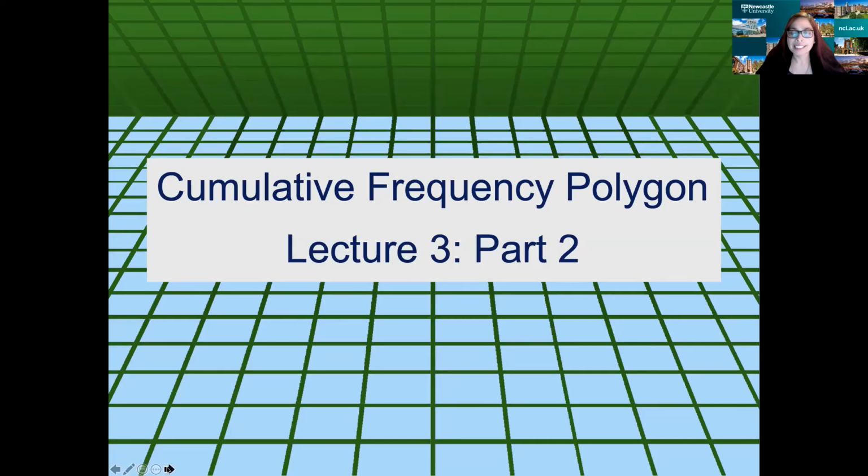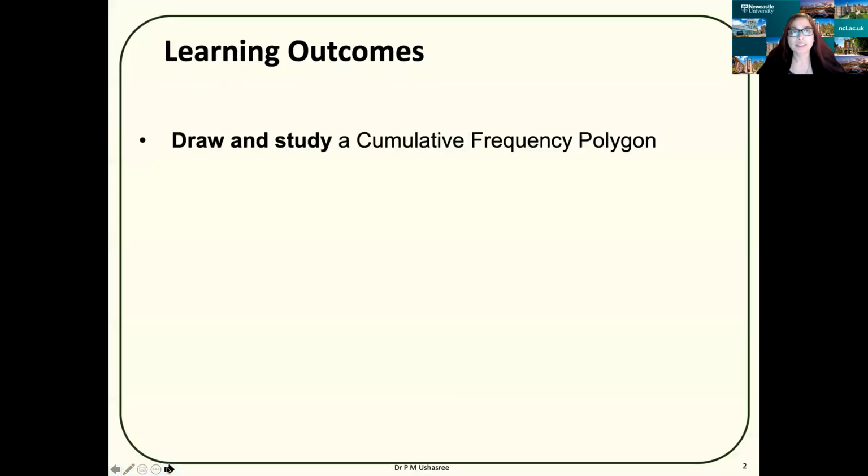Hi everybody, this is lecture 3, part 2, cumulative frequency polygon. By the end of this lesson, you should be able to draw a cumulative frequency polygon and you should be able to study the polygon.